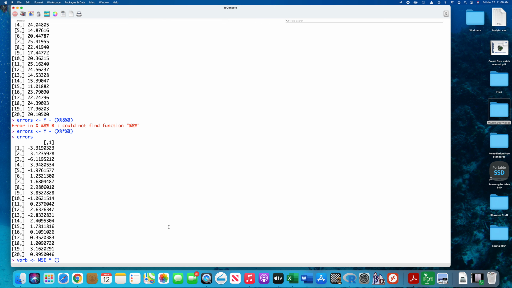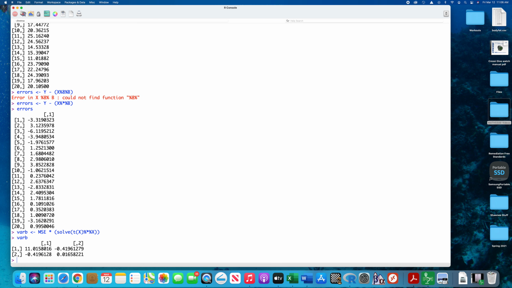All right. So now I need my, and we'll get a 2 by 2. Now, fine and dandy, right? We get our answer, 11.02 and 0.02 would be the variance for B0 and B1 respectively, and our covariance is negative 0.42. All right, cool. Now, what does this mean?